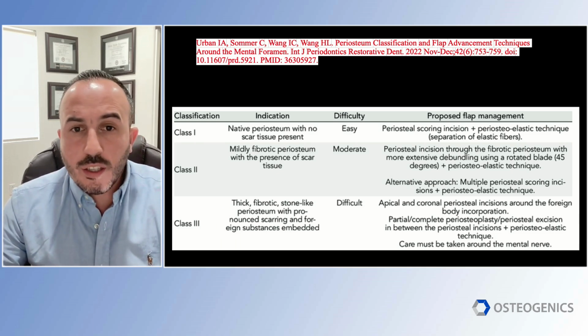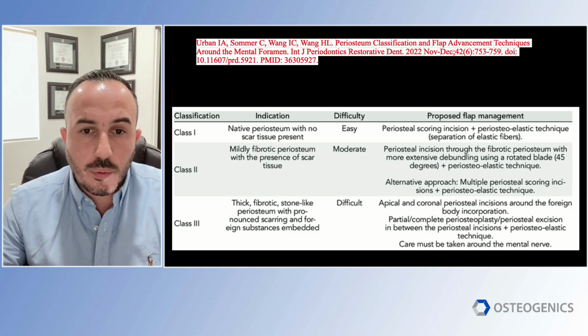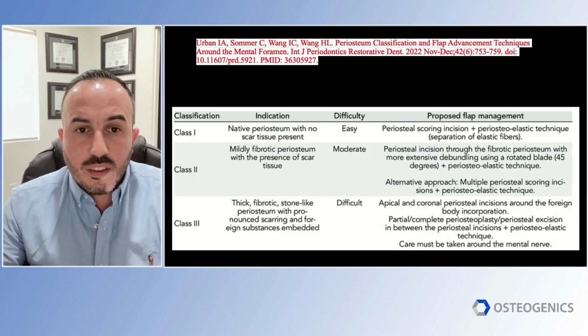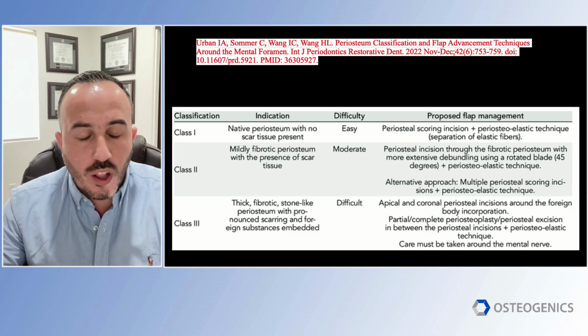Now we know the socket, we know the ridge. What about the flap? What about the tissue that surrounds my bone? This classification by Urban and others in 2022 was made just to give a quality for the flap type around the mental nerve during dissection.